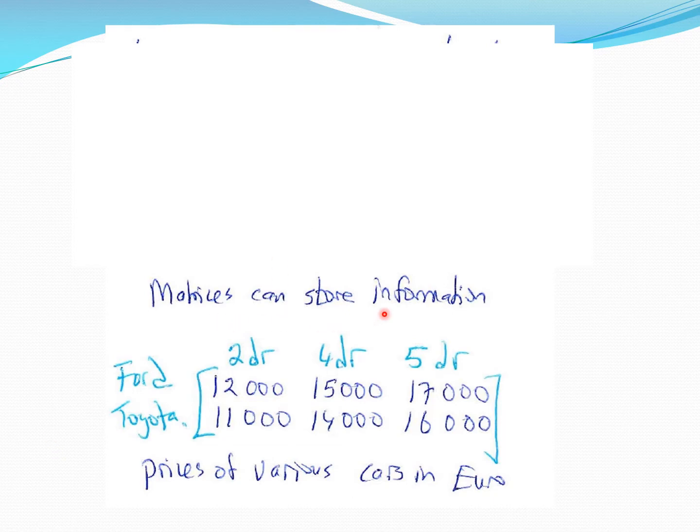Matrices can be used to store information. For example, a bit like a spreadsheet, you have rows and columns. This very simple example here, it mightn't be totally realistic, contains the information pertaining to the price of various cars and the various kinds of models. So for example, a Ford 2-door costs 12 grand, a Ford 4-door is 15 grand, and a Ford 5-door is 17 grand. And likewise for the various models in Toyota, 11 grand, 14 grand, and the 5-door Toyota is 16 grand.